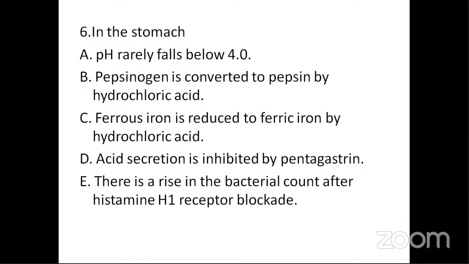And in the stomach, acid secretion is inhibited by pentagastrin. It is false again. Pentagastrin is a powerful pharmacological stimulant of mucosal cells to produce HCl.